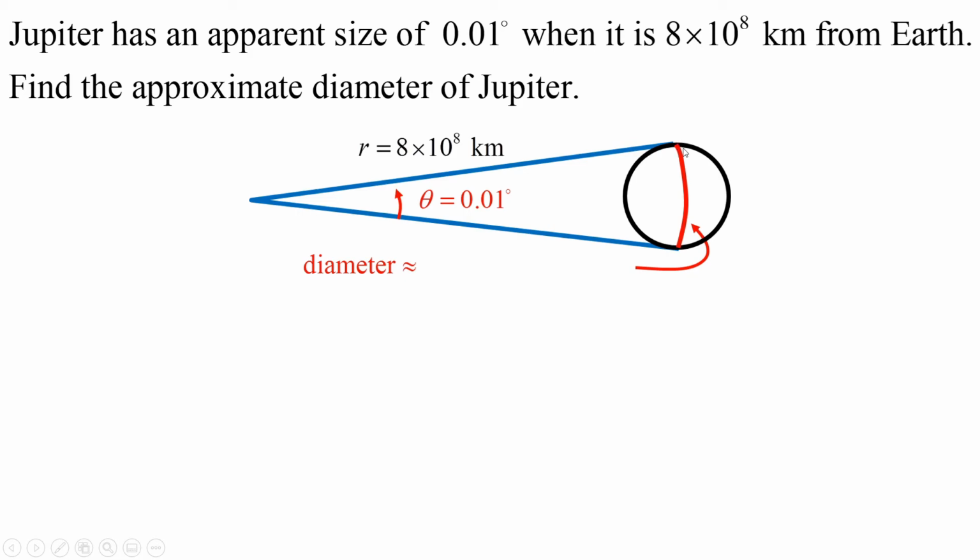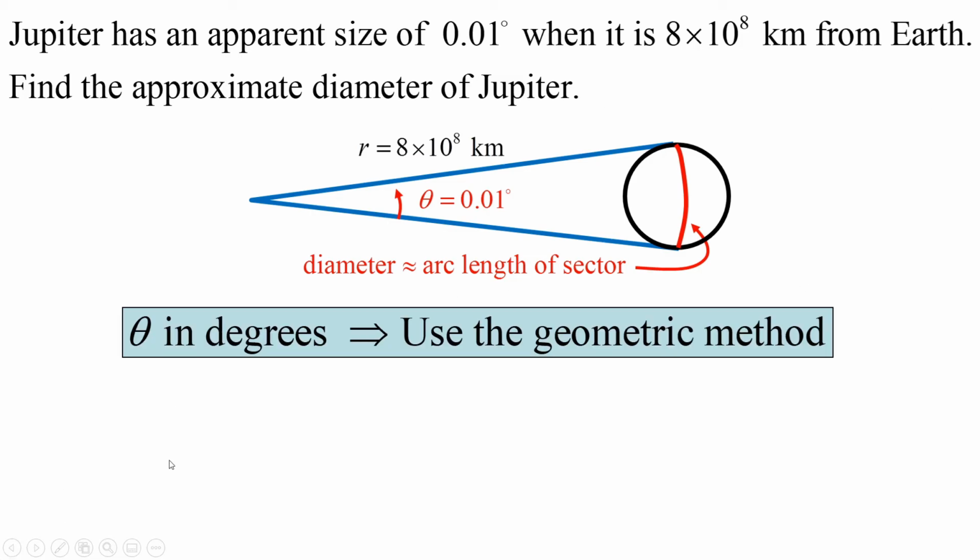Well, do you see this arc length right here? Could that be used to approximate the diameter of Jupiter? It's actually a pretty close approximation. It'd be a little bigger than the actual diameter, but this is what this is used for. So let's approximate. So the diameter is approximately the arc length of a sector. So theta in degrees. Let's go ahead and use the geometric method here.